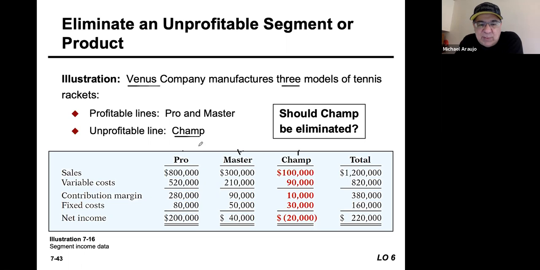So that was looking at it from the specific products. How does it affect the company overall? Well, you add all your sales up, it's 1.2 million. You add your variable costs up, you add your contribution margin, 380,000. Add your fixed costs, 160,000. So overall, even with the losing product line, Champ, the company is profitable. It has a $220,000 profit. So I guess, should they eliminate Champ is the question. Well, we use incremental analysis to see whether it's a good idea to get rid of Champ, or if we do, we look like chumps. Not sure.